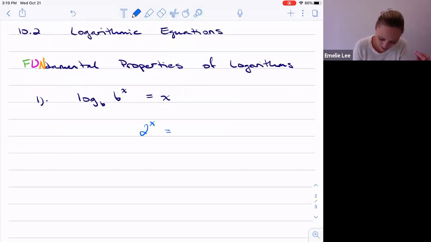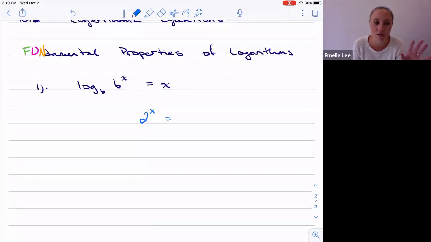2 to the power of x equals 4, oh, that's stupid. Well, I guess it's fine. It doesn't matter. Let's say 15. Right, 2 to the power of x is 15. What can I do here? I could take the log of both sides, right? I could take the log base 2 of both sides, because as long as I have the same base here and the same base here, then the log base 2 of 2 to the power of x by this property is just going to be x, right?